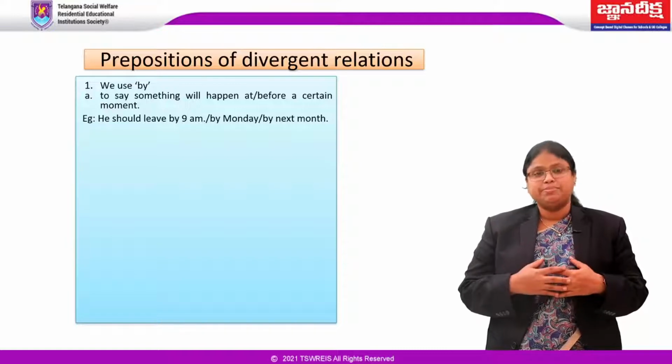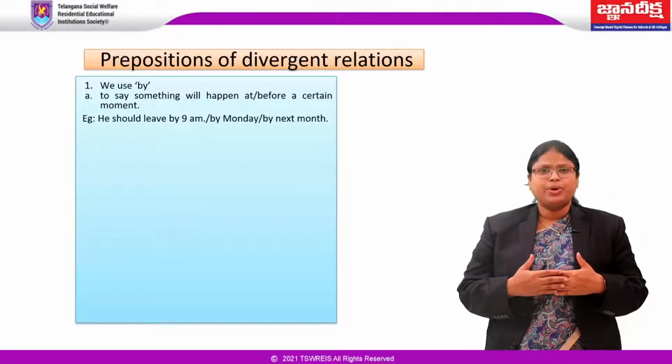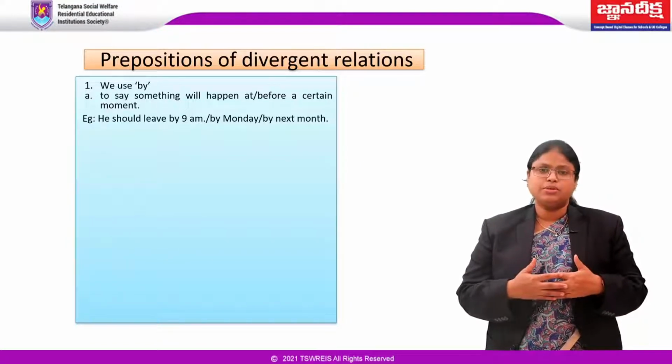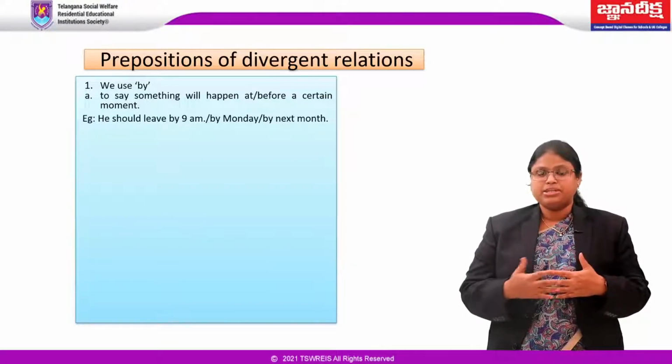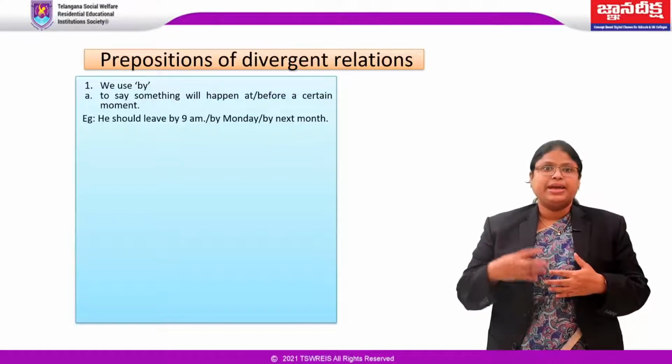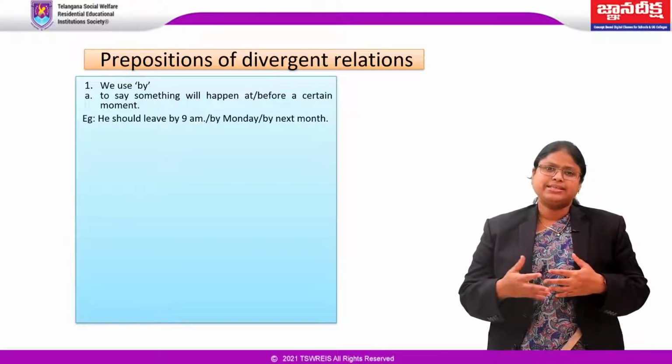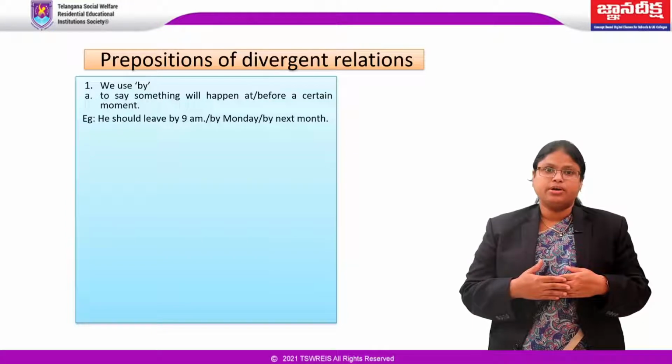The first one is by. To say something will happen at or before a certain moment. For example, he should leave by 9 a.m., by Monday, or by next month. In the passive voice, the case was argued by an eminent lawyer.